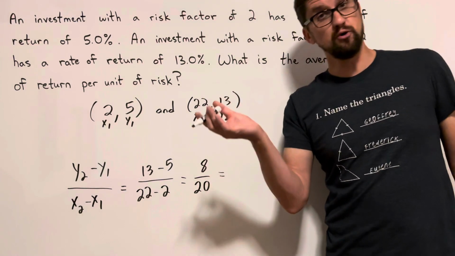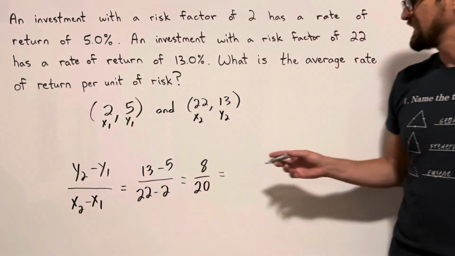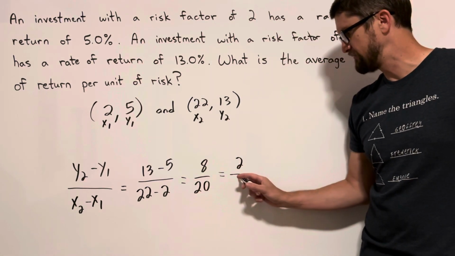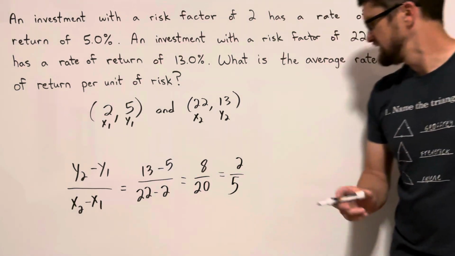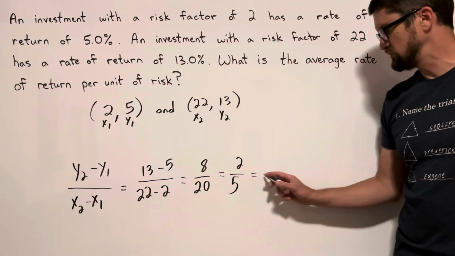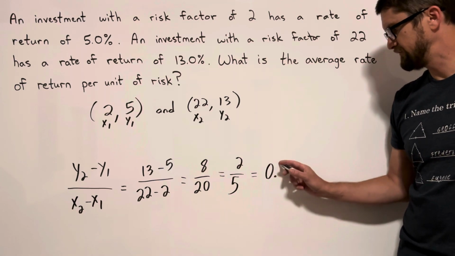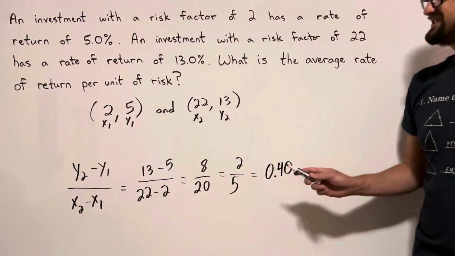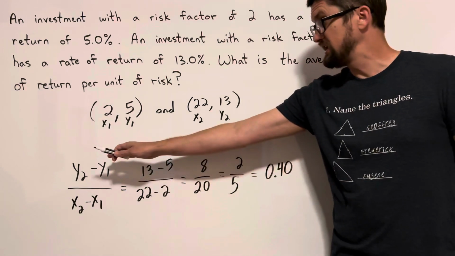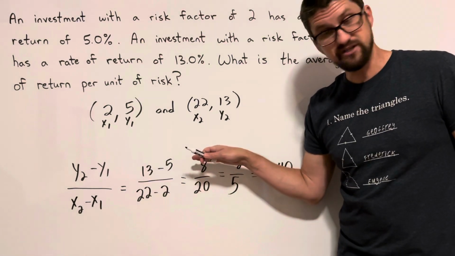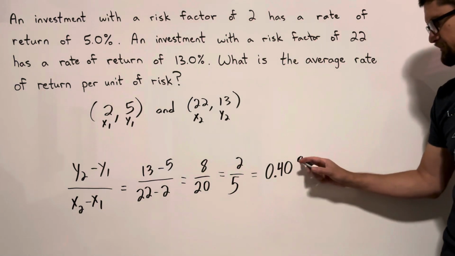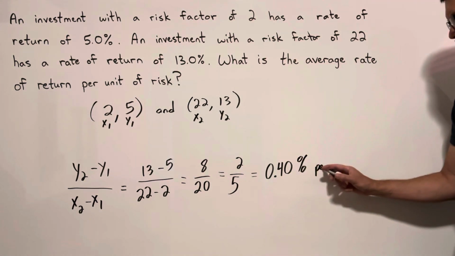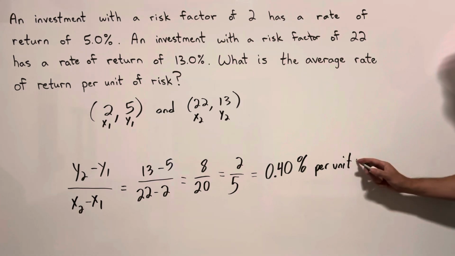And 8 over 20 both can be divided by 4. 8 divided by 4 is 2. 20 divided by 4 is 5. So we get 2/5. And you could write this as a decimal as 0.4. So the units here are going to be the rate of return, which is in percent per risk unit here. So it's going to be percent per unit risk.